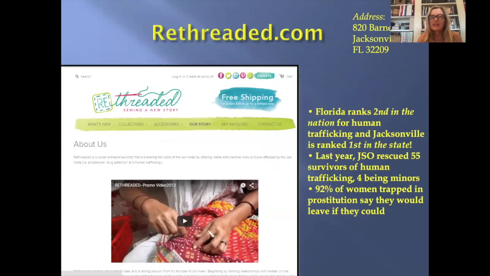An organization located here in Jacksonville that I think is doing a fabulous job is called rethreaded.com. I don't know if you realize that Florida ranks second in the nation for human trafficking, and Jacksonville is actually first in the state. And last year, JSO rescued 55 survivors of human trafficking, 4 of whom were minors. Rethreaded teaches these women a trade. They actually turn old t-shirts into new products. They weave them into baby blankets and bags and scarves and many other things. Rethreaded is a fabulous organization. They're always looking for volunteers, and they have tons of different opportunities to volunteer.